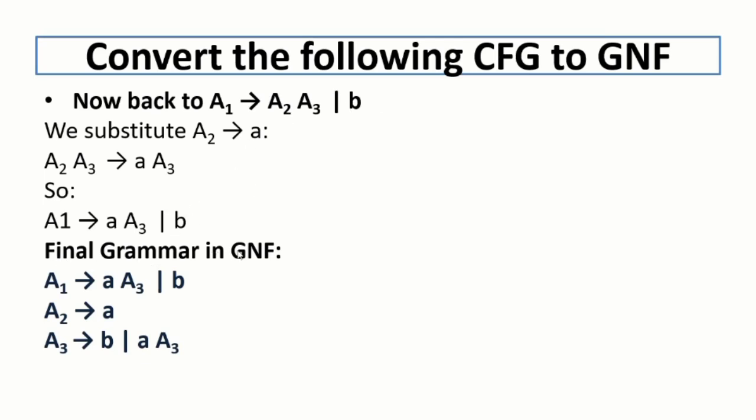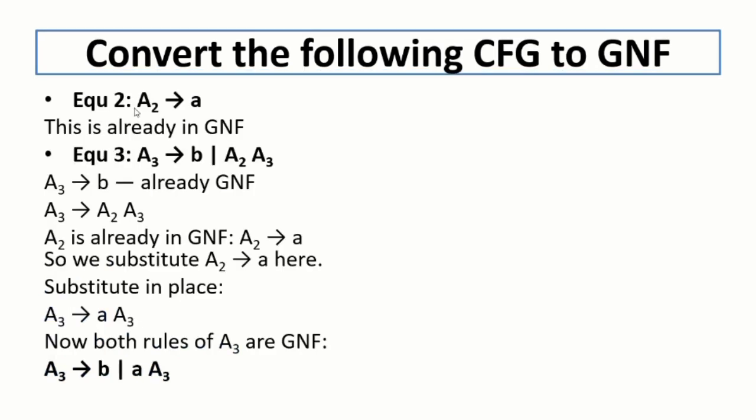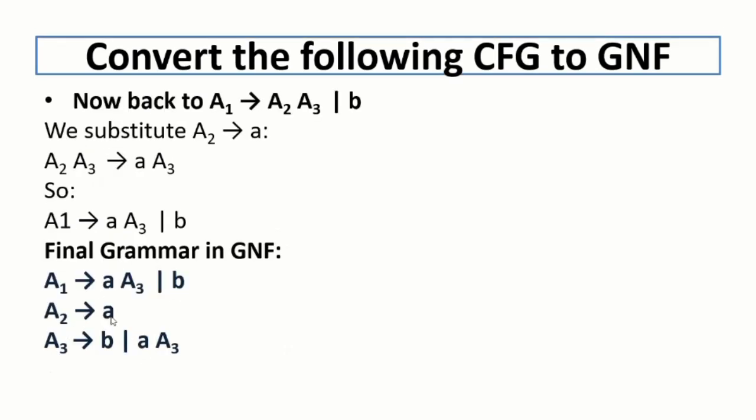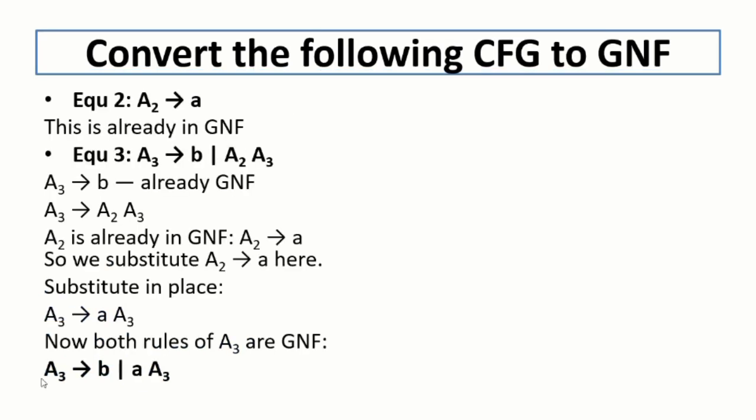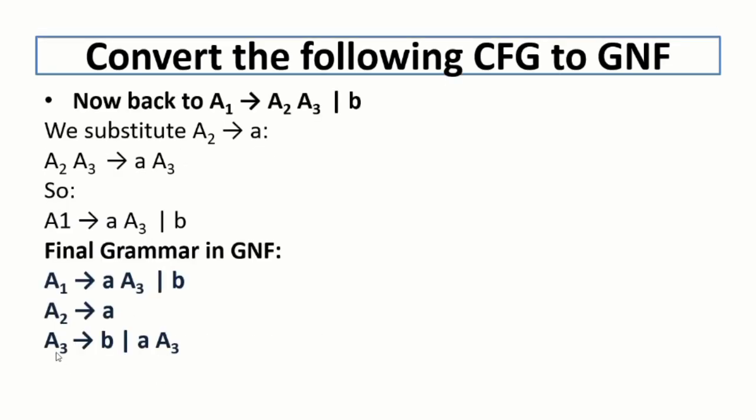Therefore, the final grammar in Greibach normal form is A1 tends to terminal symbol a followed by non-terminal symbol A3, or terminal symbol b. Next, A2 tends to terminal symbol a. Here you write A2 tends to terminal symbol a. Finally, A3 tends to terminal symbol b or terminal symbol a followed by non-terminal symbol A3. Here you write A3 tends to b or a A3.